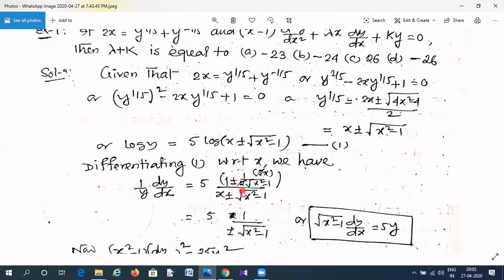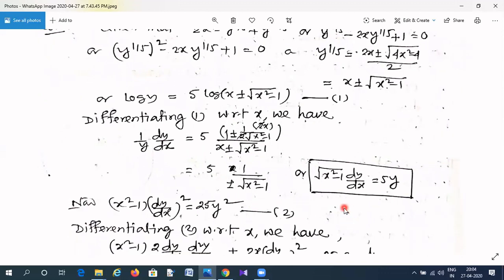The derivative of root over x square minus 1 is 1/2 times 1 by root over x square minus 1, and the derivative of x square is 2x. If we cancel 2, that will become 5 into 1 by plus minus root over x square minus 1. Taking root over x square minus 1 on this side and taking y on this side, this will become root over x square minus 1 dy/dx is equal to 5y. Taking the squares on both sides, the root is gone: (x square minus 1) (dy/dx) whole square is equal to 25y square.